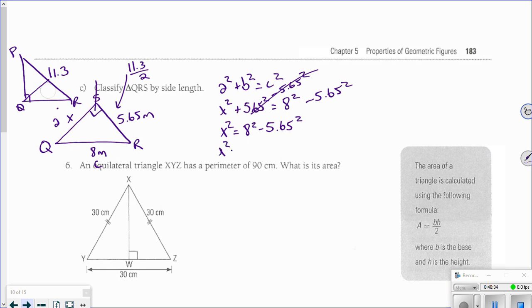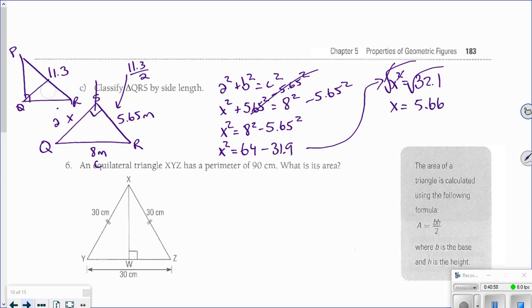which means x squared equals 64 minus 31.9. So x squared equals 32.1. And when I take the square root of both sides, my x equals 5.66. This is actually meant to be 5.65. They should be exactly the same based on all the other angles in the question.